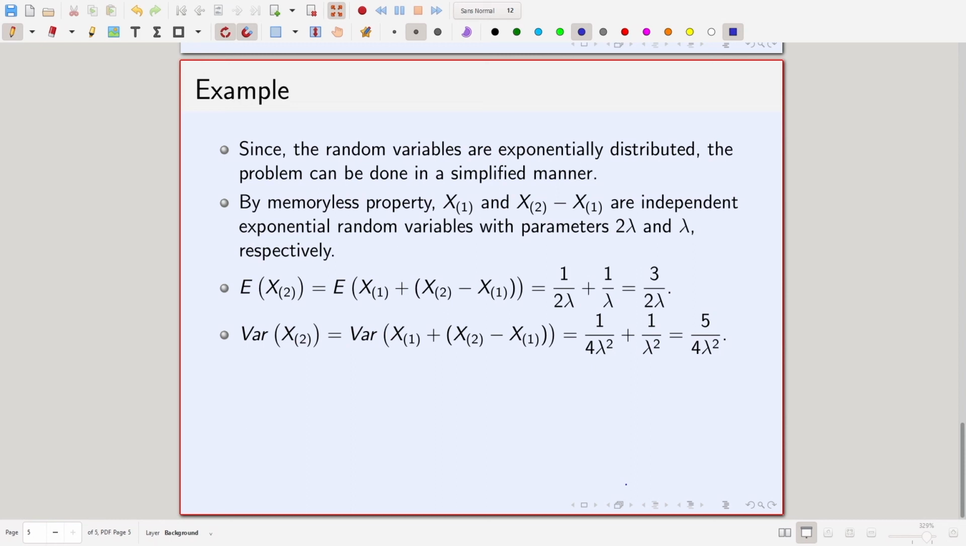Instead of exponential, if it was something else, then the first method, the way we calculated, that's the way to do it. But since exponential is special, and the problem is for exponential random variables, we give a second method, which you will see is a much simpler method to calculate mean and variance. Remember, we are just interested in mean and variance, fine.